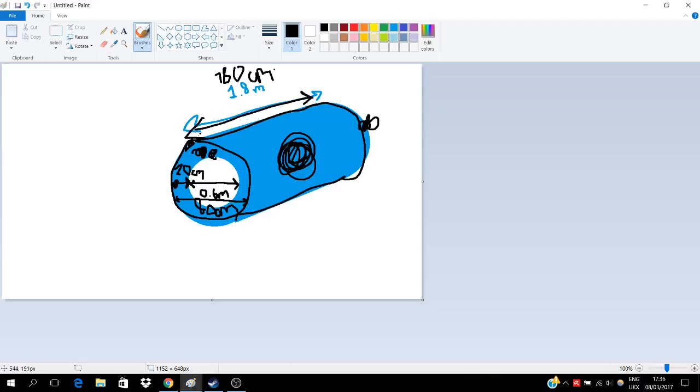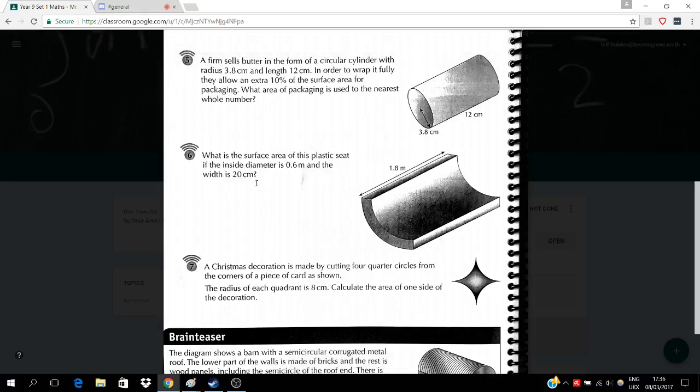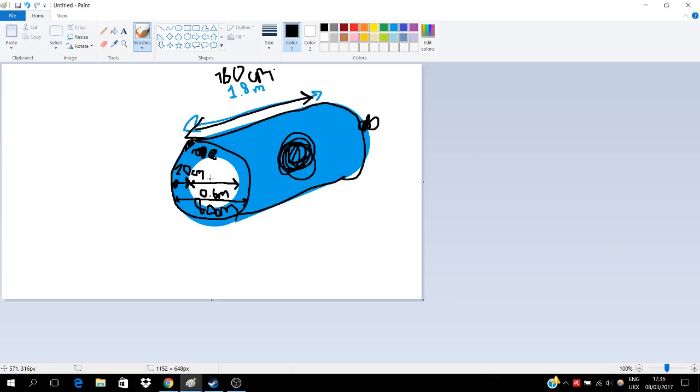Here is the cylinder. And if you read the question, it says that the inside diameter is 0.6 meters and the width is 20 centimeters. As you can see here, the width, which is this part over here, is 20 centimeters, and the inner diameter is 0.6 meters. Let's change that a bit. The inner diameter is 0.6 meters, but that is the same as 60 centimeters.